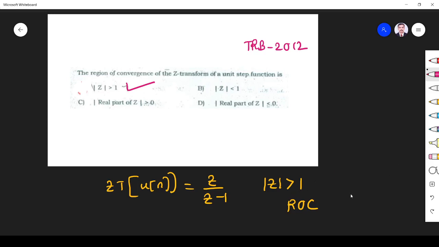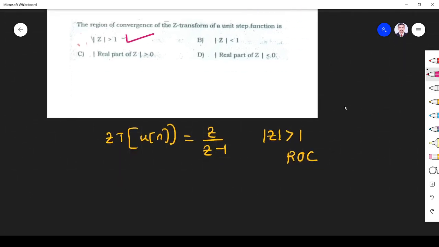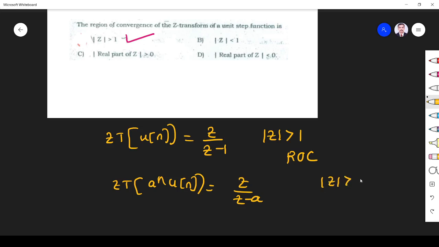Right? How can we get this? We know the Z transform of a to the power n u of n. This is a general formula we remember, right? Z transform of a^n u(n) is z by z minus a, where mod z is greater than a. Here a is 1. This is nothing but 1 power n. So wherever you find a, you put 1, so ROC is mod z greater than 1. So option A is the right answer.